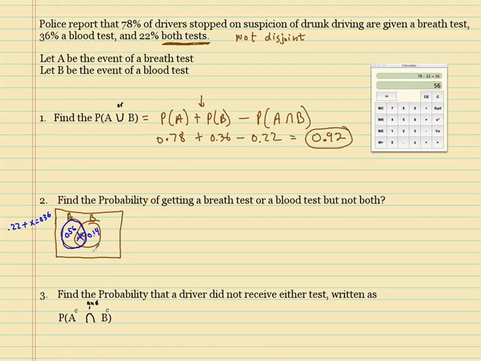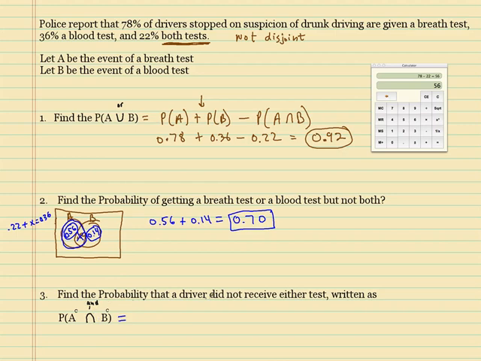So to find this, I'm only interested in this because they got A or they got B, but they didn't get both. So this is 0.56 plus 0.14. 56, 66, 66 plus 4 is 70. So there's a 70% chance you're going to get one or the other, but not both.